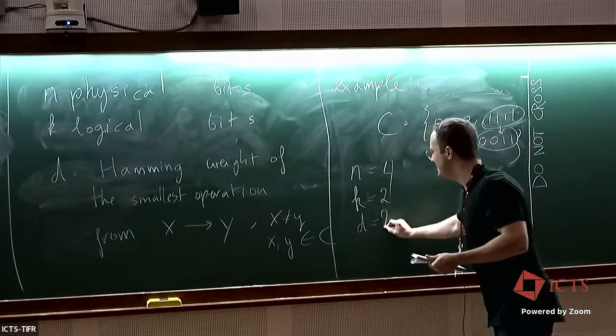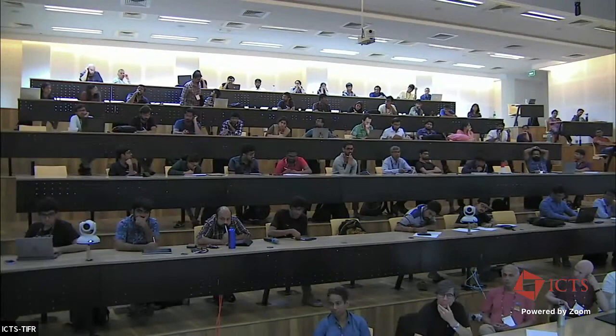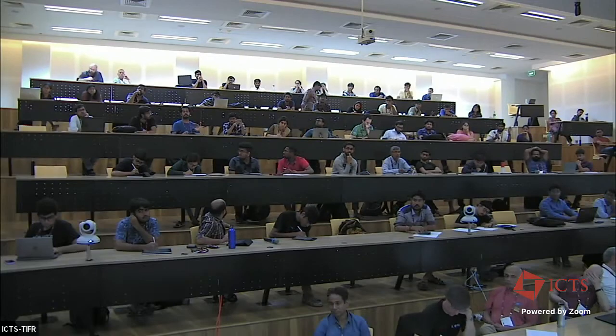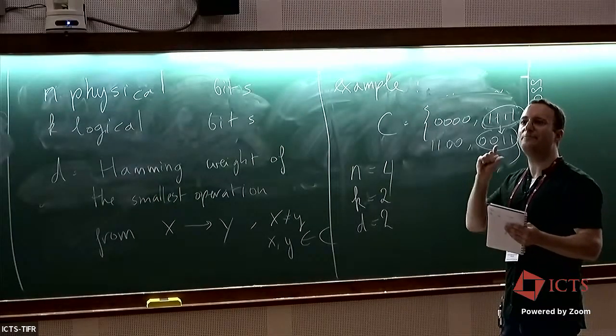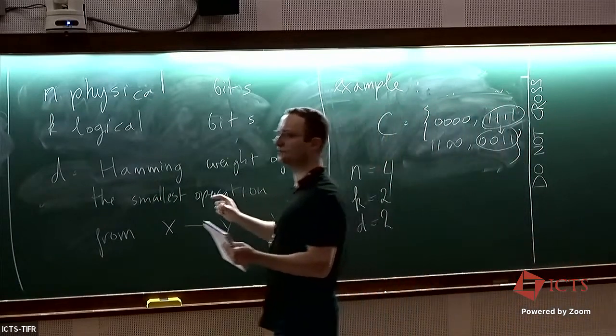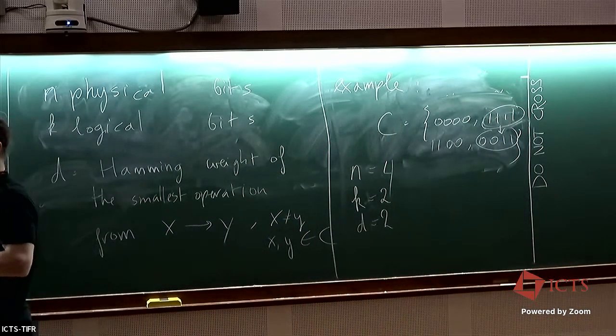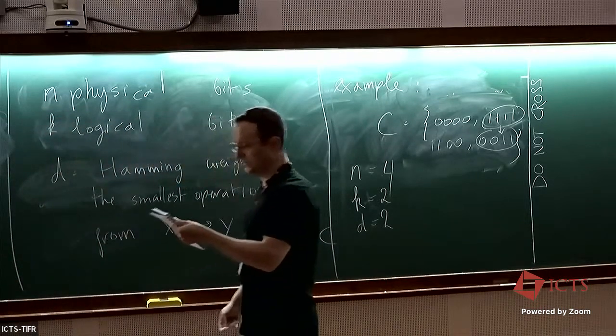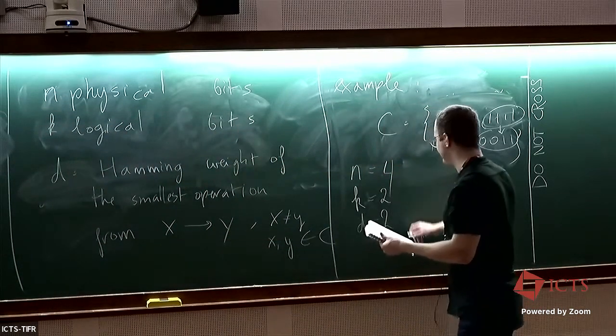Distance is 2. Does the D have to be the same for all the points in the space? Do they have to be uniformly distant? No, D is the smallest one among them. It's the one that promises you that if you have fewer than D over 2 errors, you can then recover the information. Okay, thanks. Let me write that down.